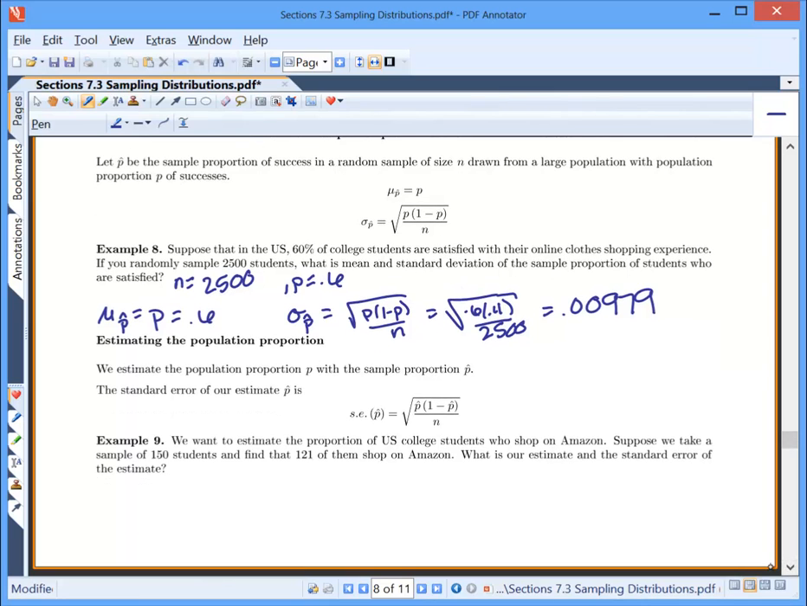Now you might have noticed that the standard deviation for p hat does require us to know the true population proportion. But if we're ever estimating our population proportion p with our sample proportion p hat, then we're not going to know the standard deviation either because we won't know that exact value of p. So what we can do is we can estimate the standard deviation of p hat, and now it becomes a standard error. So standard error just means the standard deviation of an estimate.